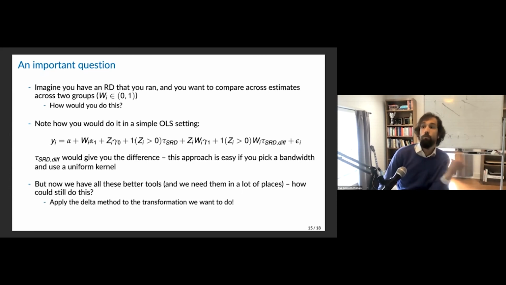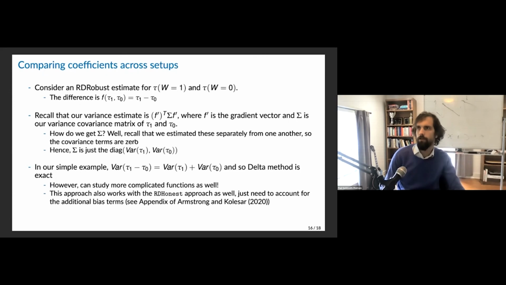So basically what you're going to do is apply the delta method to this transformation. It's overkill to call it the delta method, but that's the way you should think about it. Imagine you have tau for W equals 1 and tau for W equals 0. I'm going to call them tau 1 and tau 0, but it's the RD effect for group 1 and the RD effect for group 0. So for men and for women. We have an RD effect for men, an RD effect for women, and I want to know what the difference is.